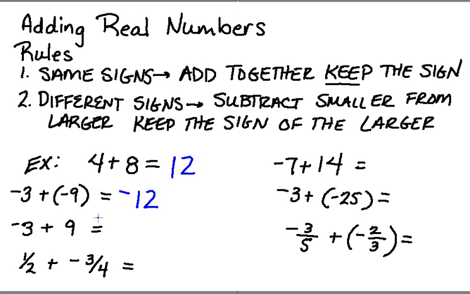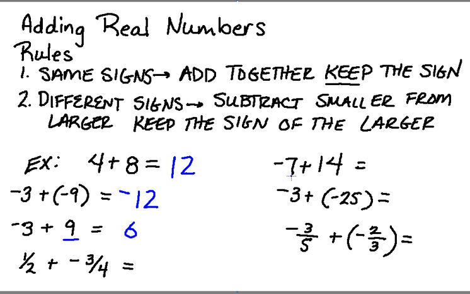All right. If they have different signs, we subtract the smaller from the larger and keep the sign of the larger. So here I've got different signs. My 9 is positive, but I'm adding a negative 3. So I'm going to actually subtract 3 from 9, and I get 6, and now I keep the sign of the larger number. Well, 9 is larger than 3, so I'm going to keep this sign.